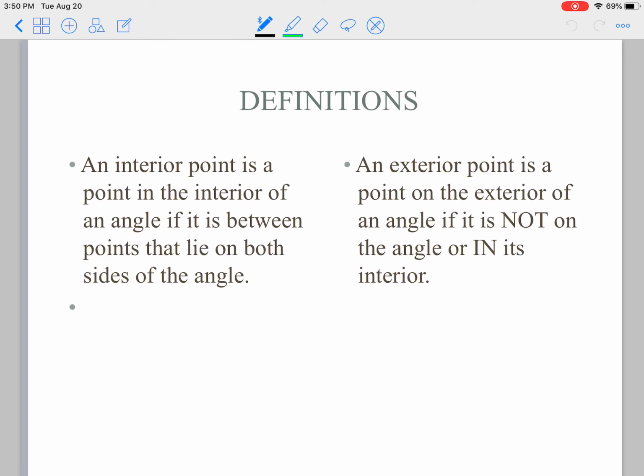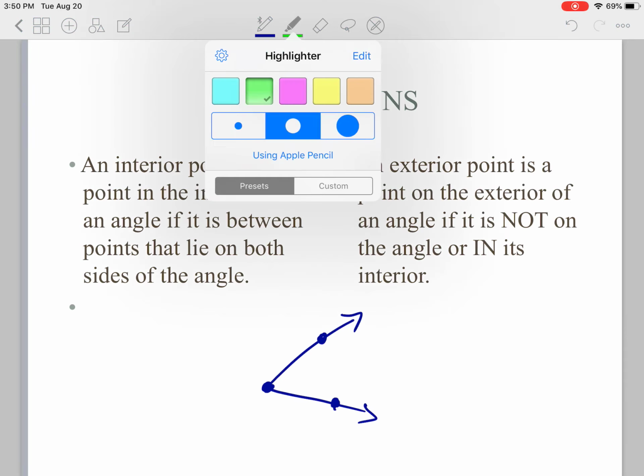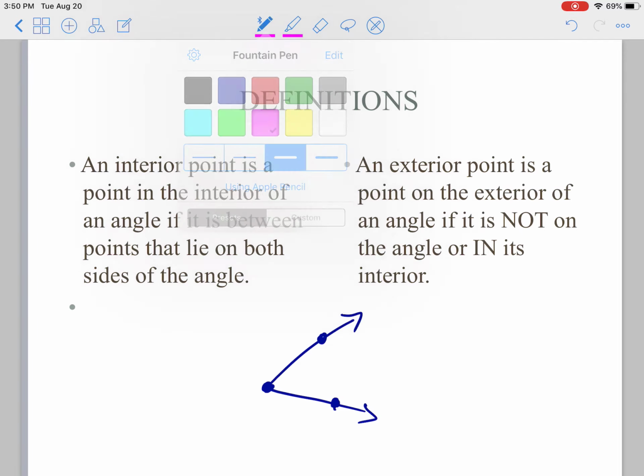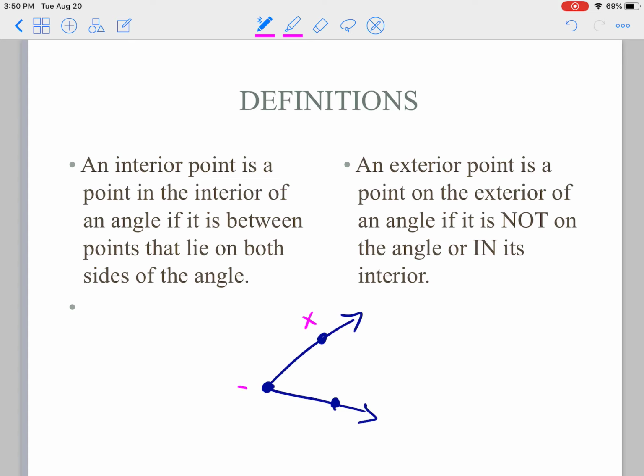So we've already semi-covered these two definitions. At this point, they're going to be mostly review. So if I were to draw an angle, once again, angles consist of two rays. And this is a little crooked, so I'm going to draw it again. Okay, and then I'm going to have my points, and just to show you that it does not have to be called A, B, and C, I'm going to call this X, Y, and Z.